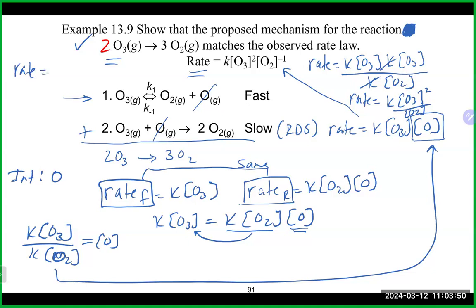I'll write it over here. It got a little crowded there. O3 squared, O2. There we go. Now we have a rate law that we could compare. Do they match? They do match. Remember, this is to the -1, which means 1 over it, right? And that's basically what we have here, 1 over O2. So they do match in this case, and that means this is a plausible, good mechanism for this reaction to take place.